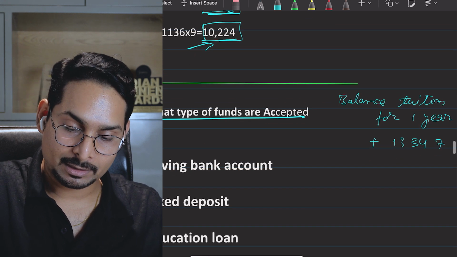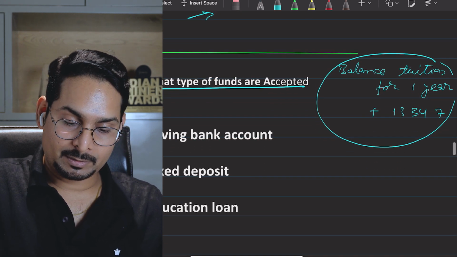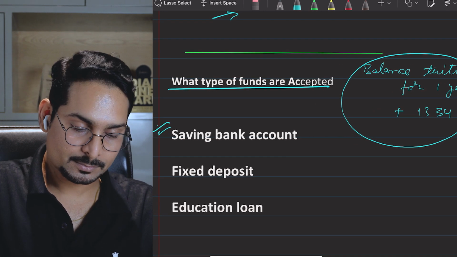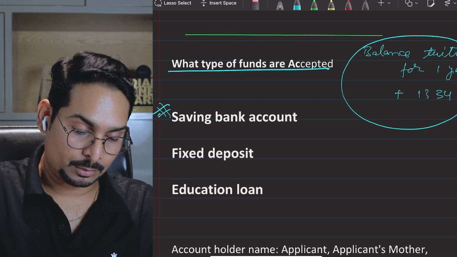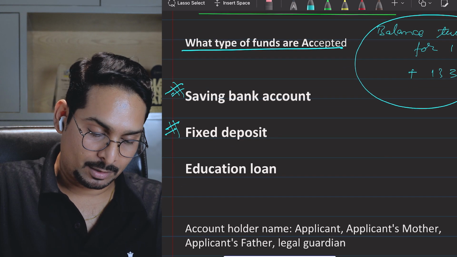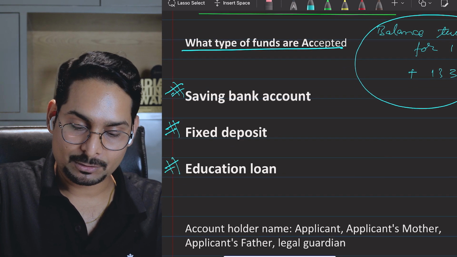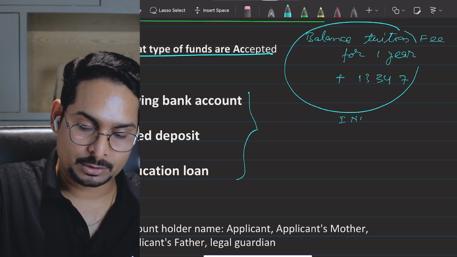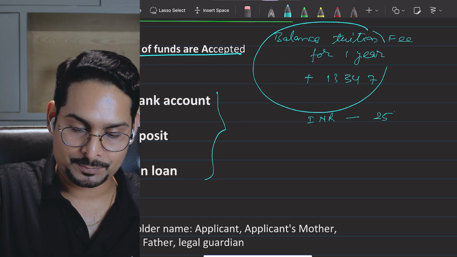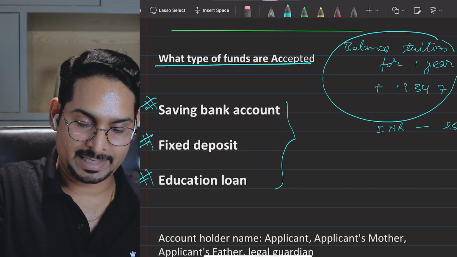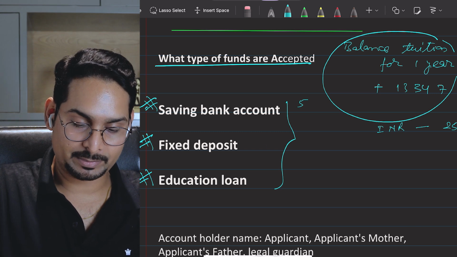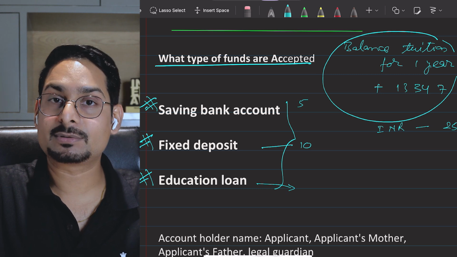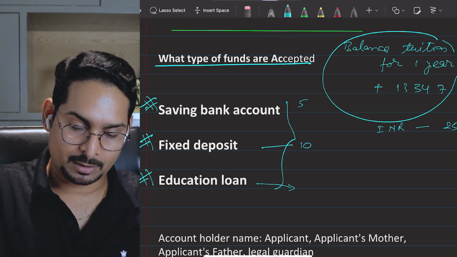All right. Now this fund, how are you going to show? The funds format accepted, you can show this in the form of saving account, saving bank balance. You can show in fixed deposit form or an education loan. It can be combination of this also. As in, let's take an example in INR. In INR, you need to show approximately 25 lakhs. So this 25 lakhs, you may have 5 lakhs in saving bank account, you may have 10 lakhs of fixed deposit, and you can borrow, you can take education loan sanction letter. Sanction letter is enough of remaining 10 lakhs.